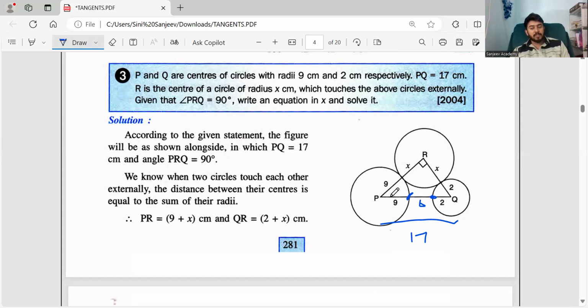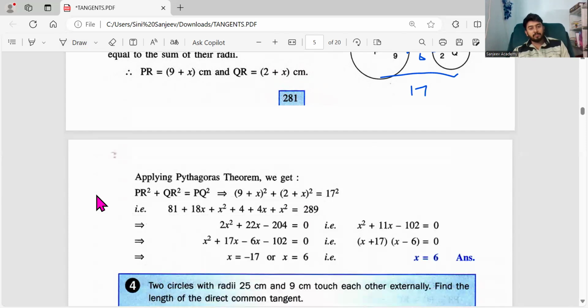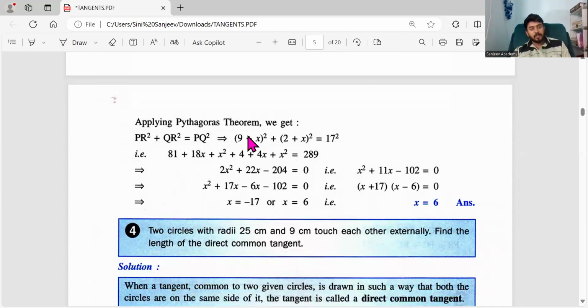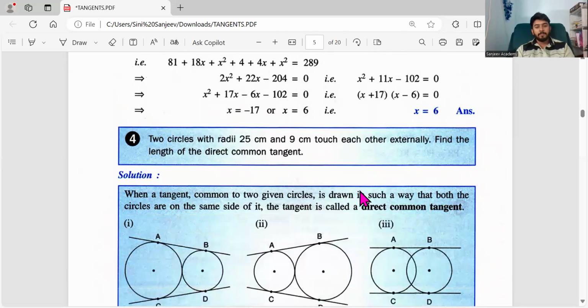And do the Pythagoras theorem first. PR square plus QR square is equal to PQ square. So once I do the Pythagoras theorem, I can find the value of x. Simple thing. 9 plus x the whole square and 2 plus x the whole square. We have to just expand everything, a plus b the whole square. Then make sure that you do the factorization. Or if you are having difficulty, then use the formula x is equal to minus b plus or minus root of b square minus 4ac by 2a, the quadratic formula, where we find the discriminant and find the two roots.